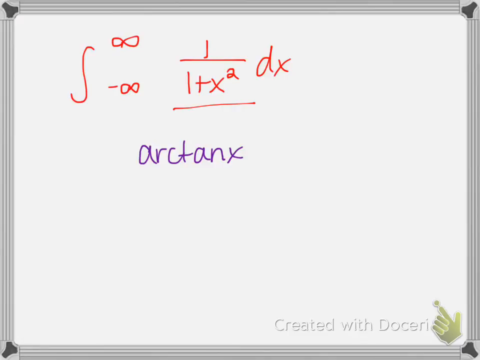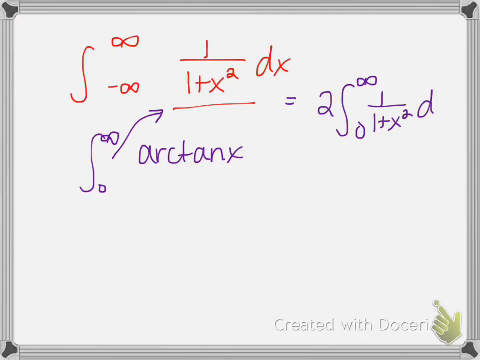Now, because of the type of problem that it is, it's much easier on this problem to find the integral from 0 to infinity of that and then multiply by 2. So we're going to say that this is the same as 2 times the integral from 0 to infinity of 1 over 1 plus x squared. And the reason is because if you do this algebraically, everything's going to cancel and you'll get 0, and 0 is not correct as far as the area is concerned.